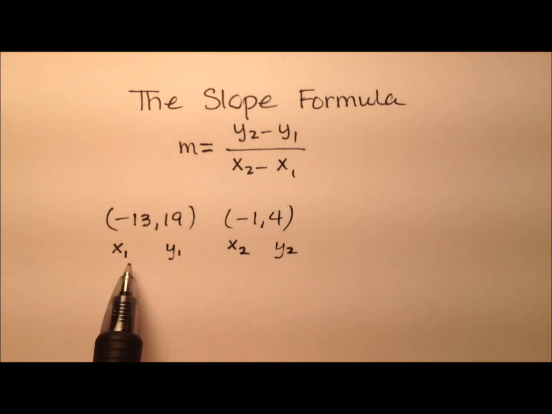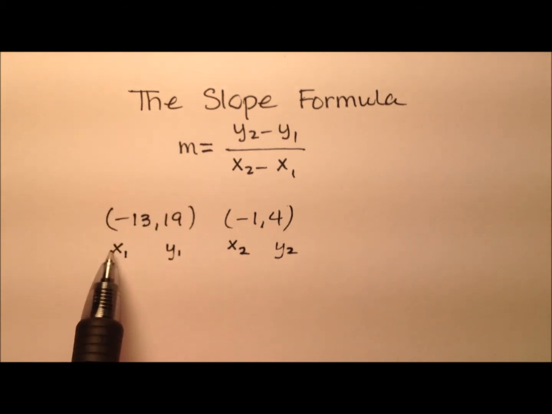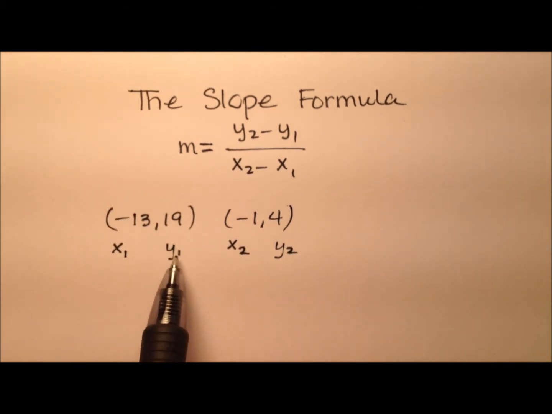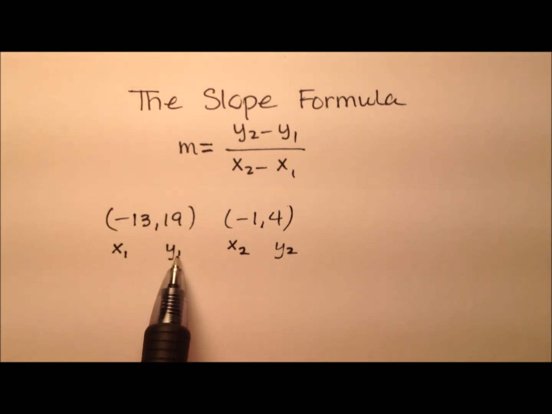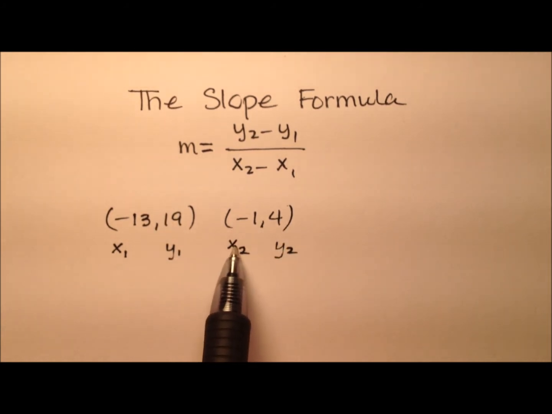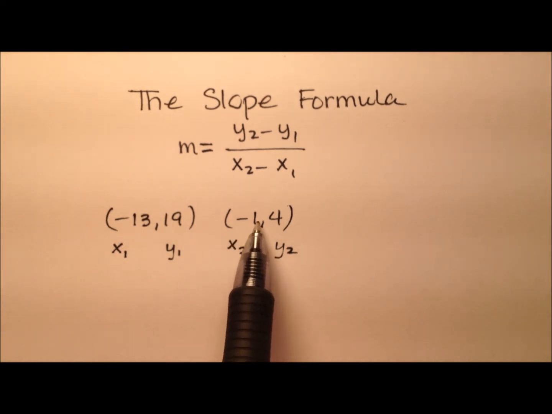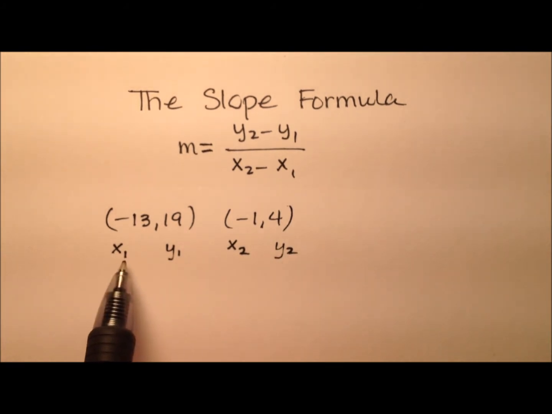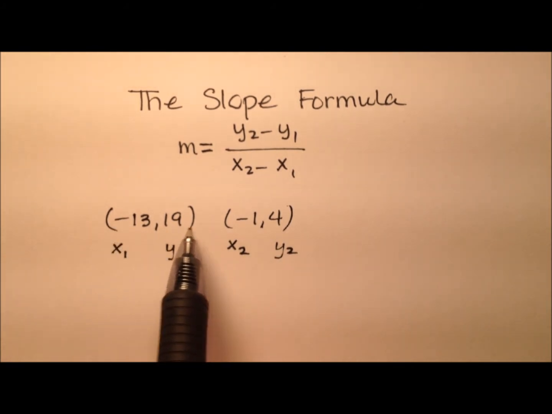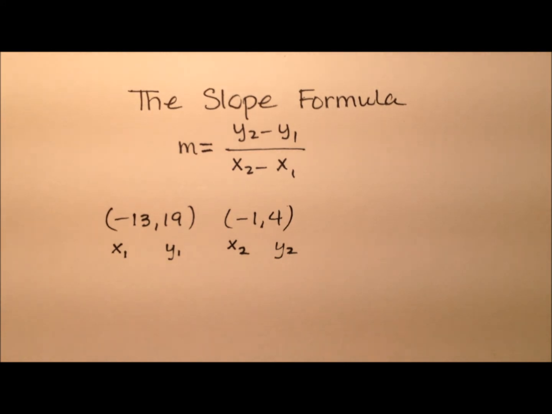This negative 13 will be x1, which is the x coordinate from our first ordered pair. This 19 will get the designation y1 because it's the y coordinate from the first ordered pair. And likewise, we have x2 and y2 because they're the x and y coordinates respectively from the second ordered pair. So once you have this designation, and whether you write it out or whether you just know it in your mind, now we're ready to use our slope formula.